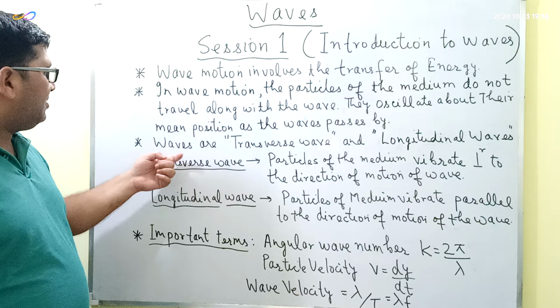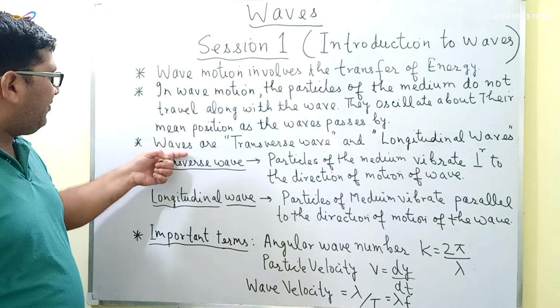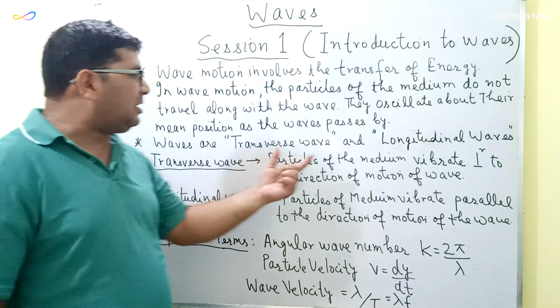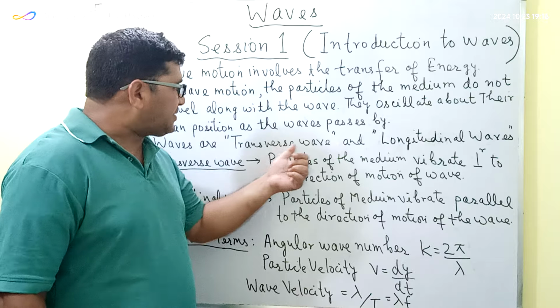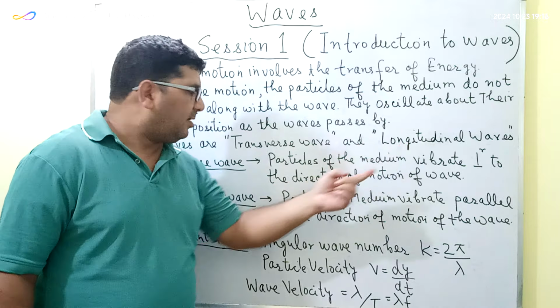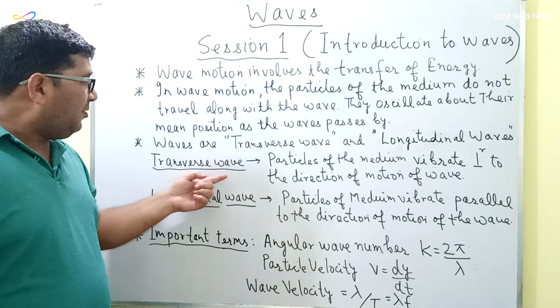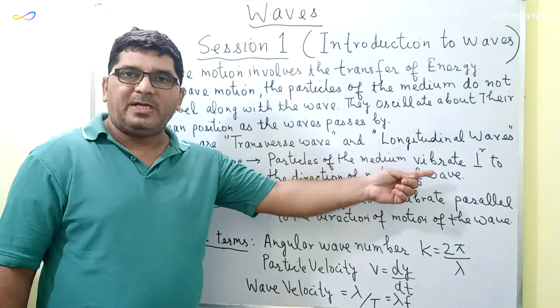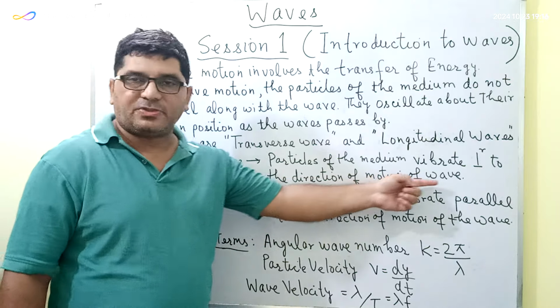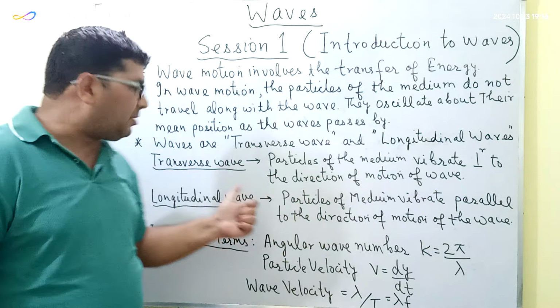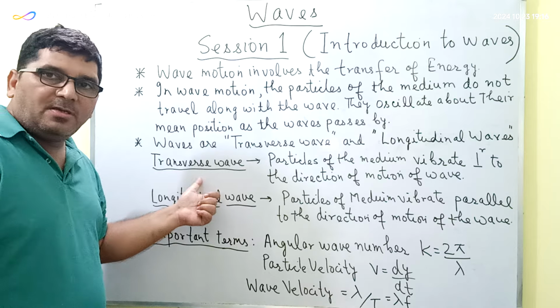In the third point, I have written that the waves are basically of two types, the transverse wave and the longitudinal wave. Now, when the particles of the medium vibrate perpendicular to the direction of motion of the wave, then the wave is called the transverse wave.